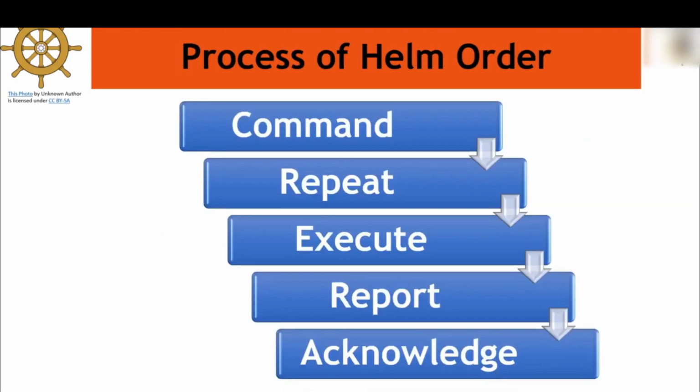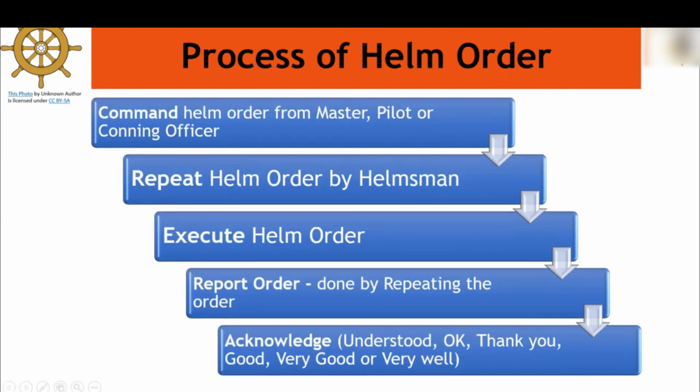Process of helm order. Command, repeat, execute, report, and acknowledge. Command is the helm order from the master, pilot, or conning officer. Repeat means repeating the helm order by the helmsman. Execute means executing the helm order. Report order is done by repeating the order. Acknowledge means the acknowledgement from the pilot, the master, or the conning officer. For example, understood, okay, thank you, good, or very well.